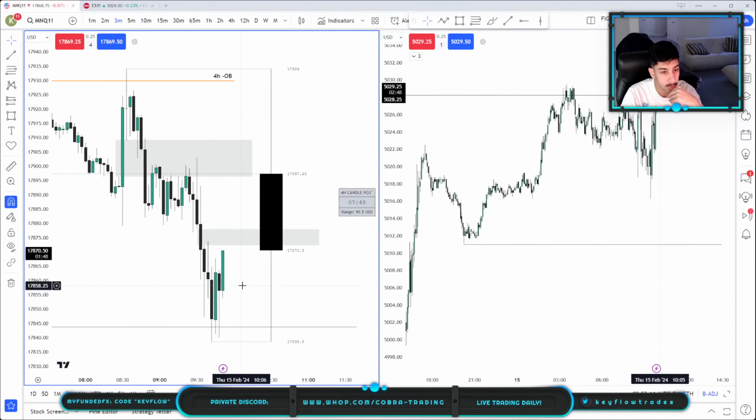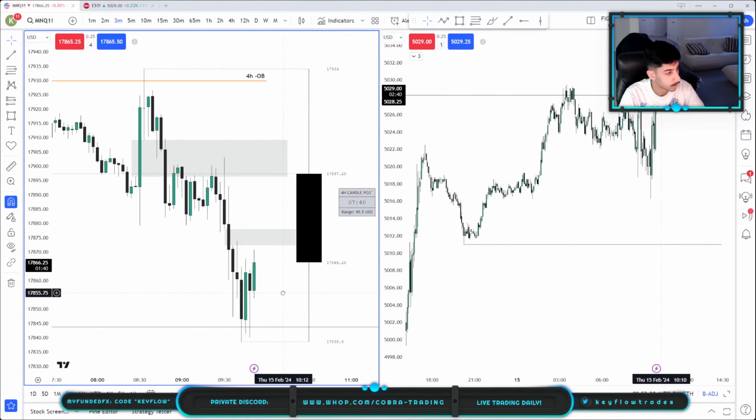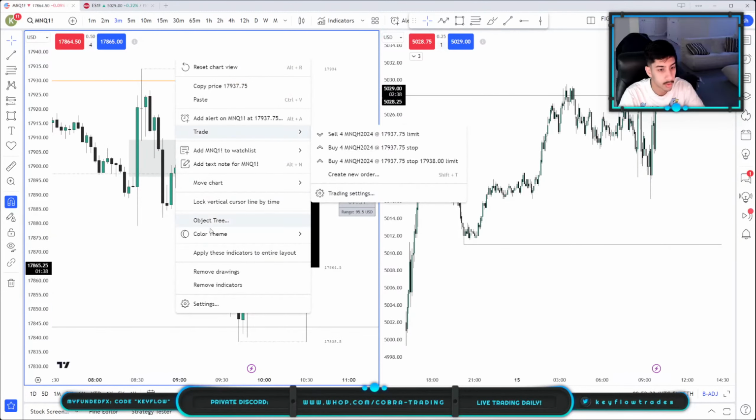8 minutes till this open. I'm interested to see how this reacts, this 3-minute fair value gap. See if that can inverse.